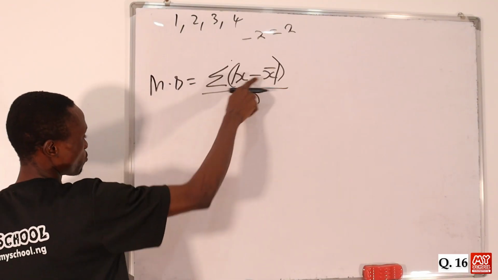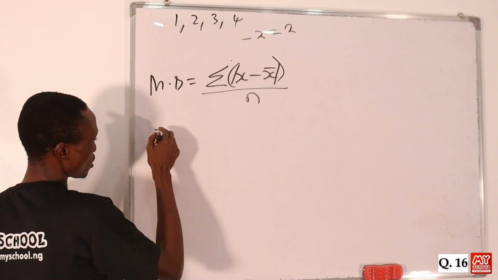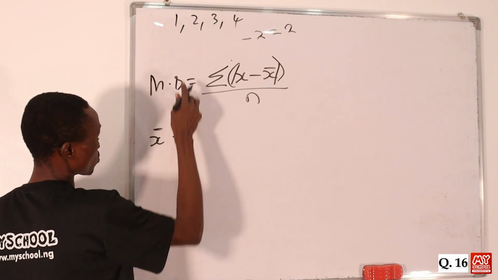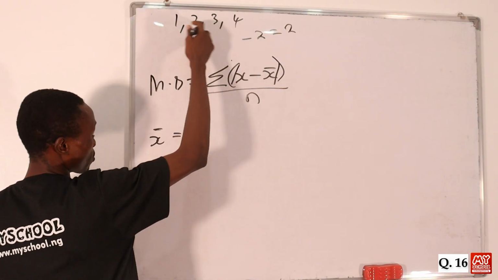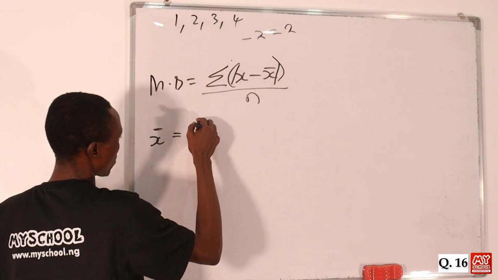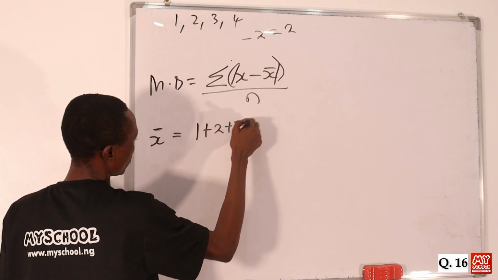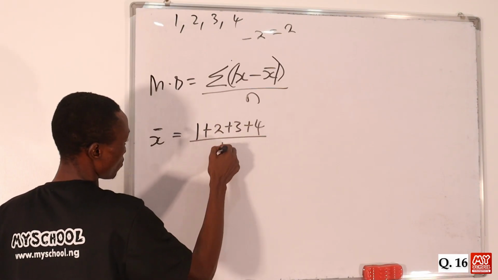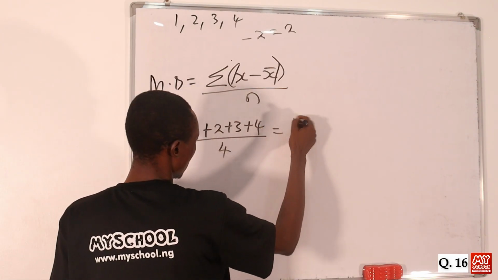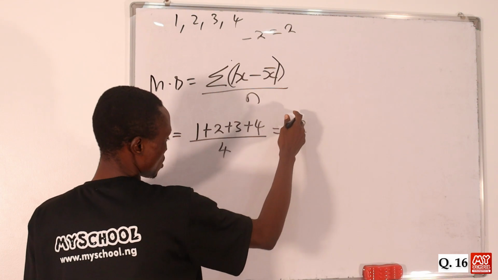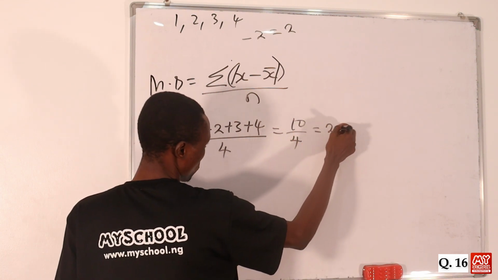So first of all, let's calculate for s bar, which is mean, right? So s bar, which is mean, is equals to, so we have to add all these numbers together and divide it by 4 because the numbers are 4. So here we have 1 plus 2 plus 3 plus 4 divided by 4. If we add these numbers together, we'll be having 10 divided by 4. So 10 divided by 4 is 2.5.